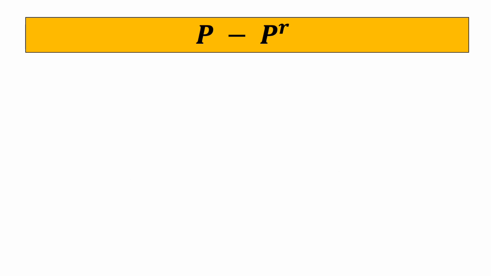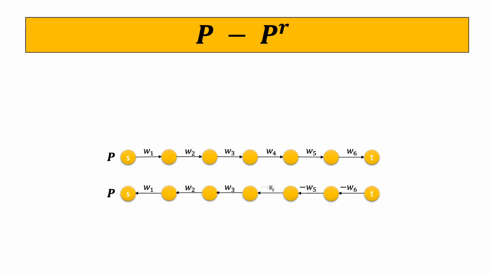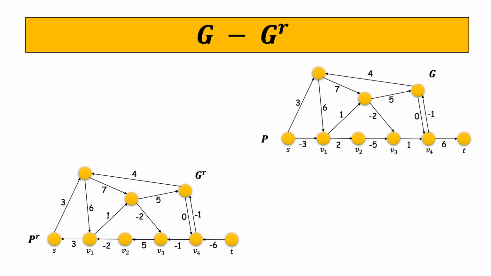So let's define the transformation more precisely. We take the path P, and we flip the orientation of every edge, and also negate the weight of every edge. And the resulting path is denoted by PR. Similarly, we define a new graph denoted by GR, which is identical to G, except that we replace the path P with PR.